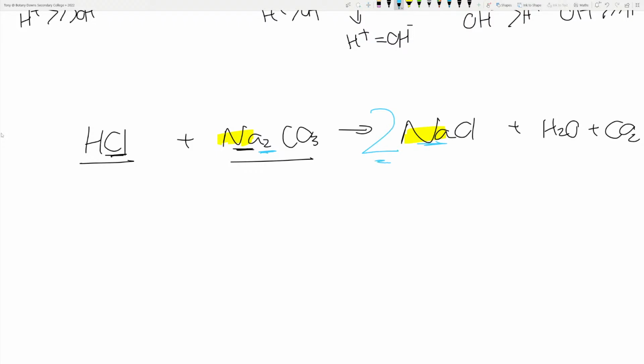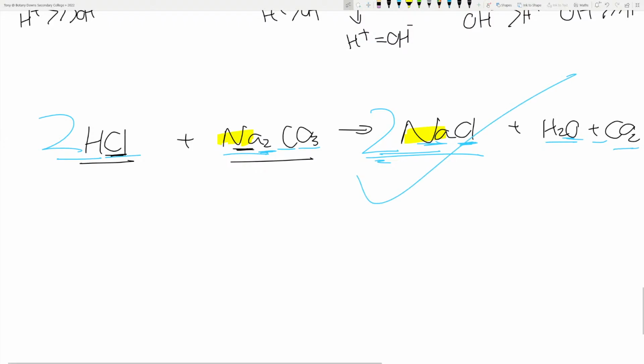Once I put a 2 here, can you see now I have got 2 Cl's? I need to put a 2 here. So once I put a 2 there, let me just count. I got 2 H's, 2 H's, 2 Na's, 2 Na's, 2 Cl's, 2 Cl's, 1 C, 1 C, O3, there's 3 O here, there's 3 O's here. Balanced, that's excellence.